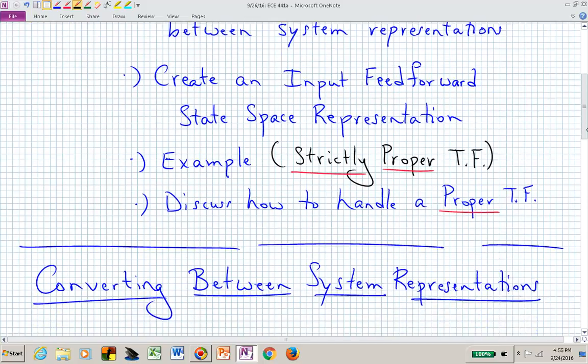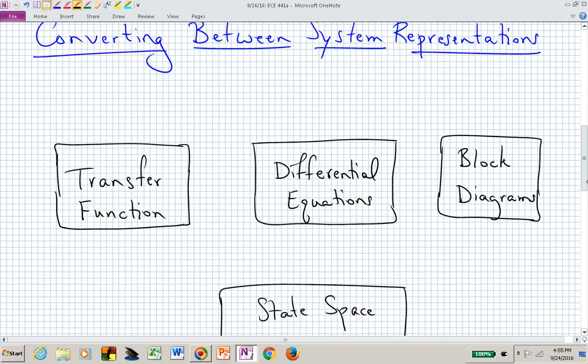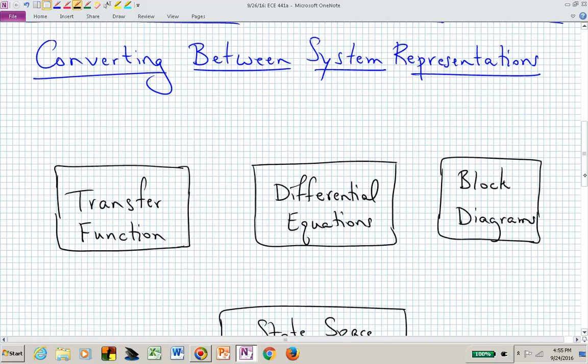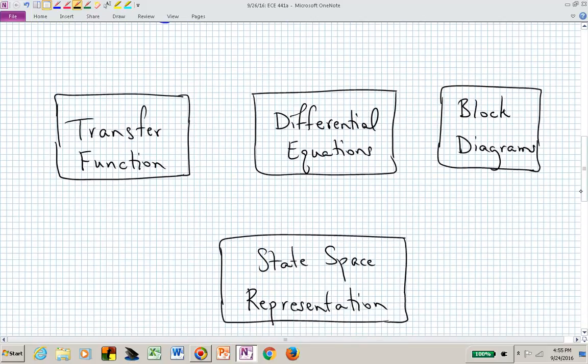We want to then convert between system representations, and we have these 4 different ways of modeling or representing a system. We have a transfer function, we have differential equations, we have block diagrams, those are the all-integrator block diagrams in the time domain, or the s-domain, frequency domain versions of those block diagrams. And we also have state space representations.